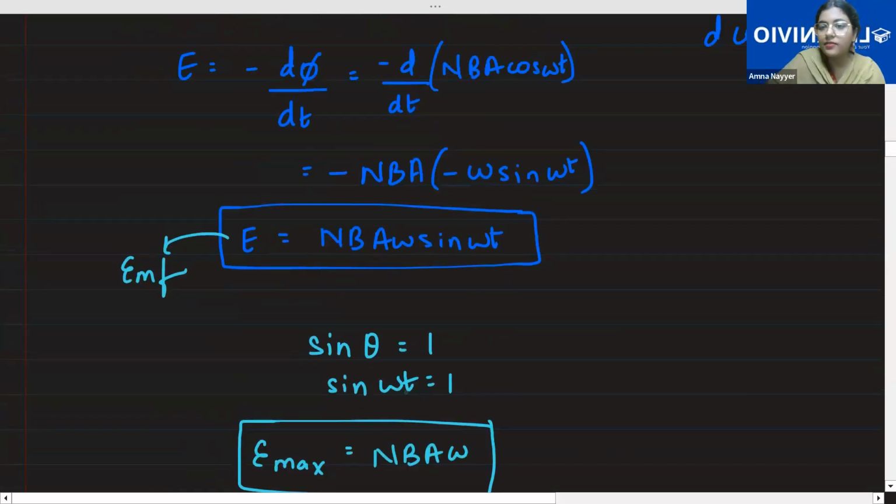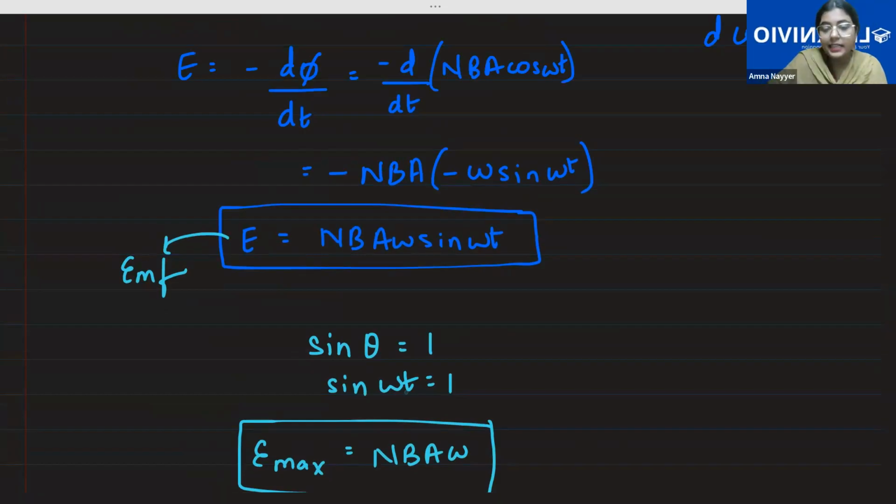This is the value of EMF when the coil is rotating like this at different angles. Tell me, class, have you understood this?